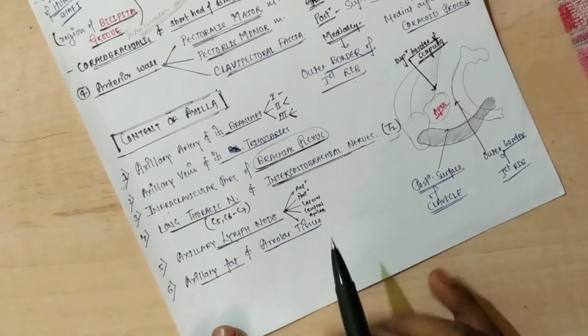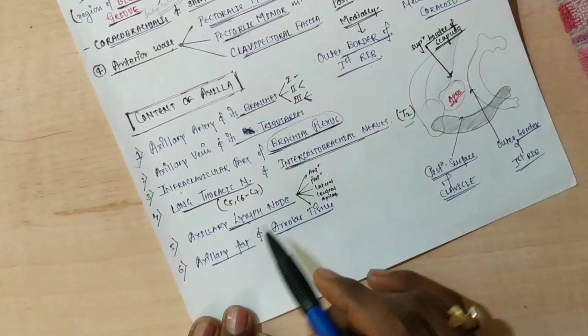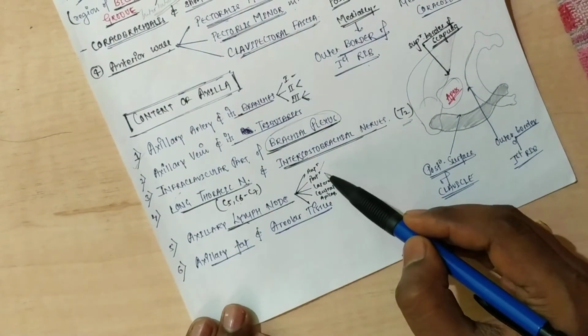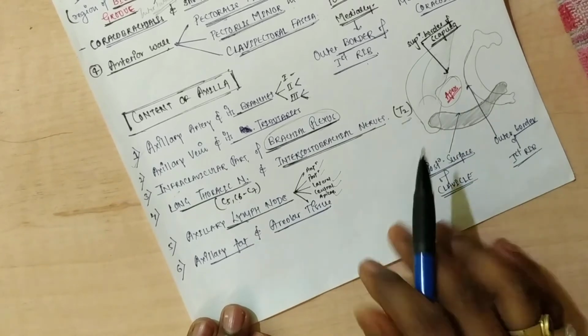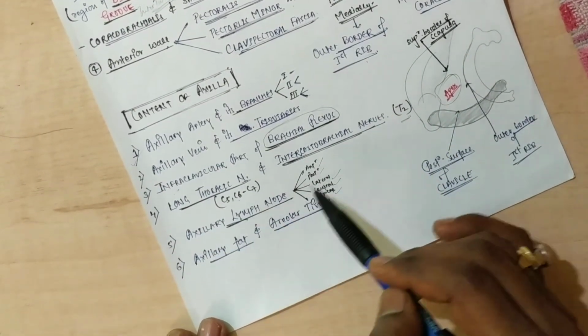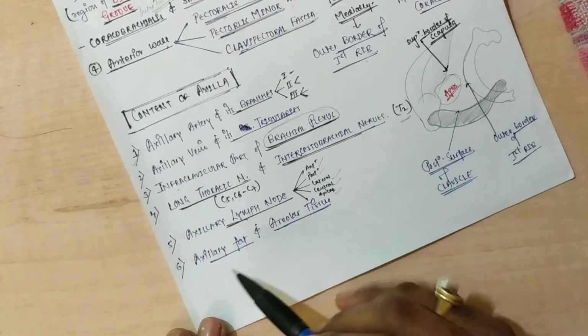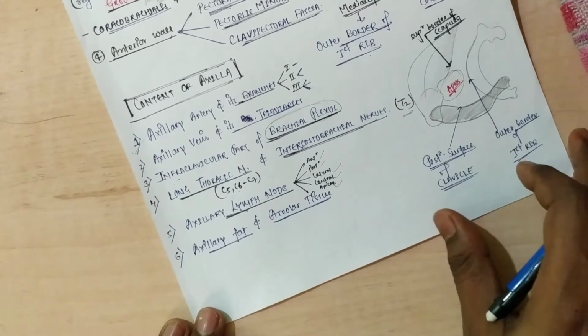And after that we have the axillary lymph nodes, that is anterior, posterior, lateral, central and apical lymph nodes. Five types of lymph nodes are present here, known as axillary lymph nodes. And it also contains axillary fat and areolar tissue inside it.